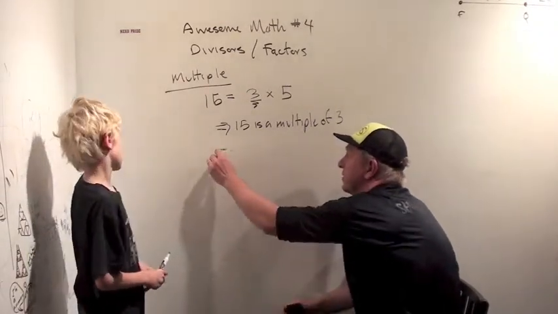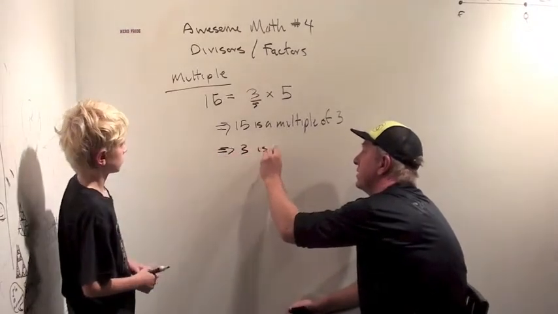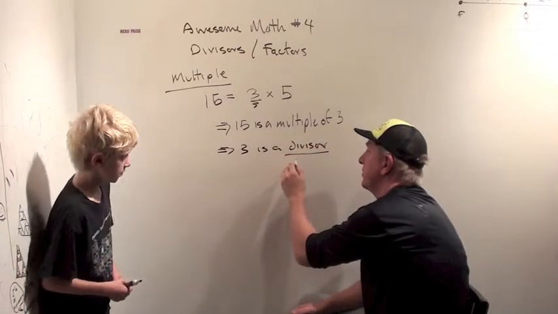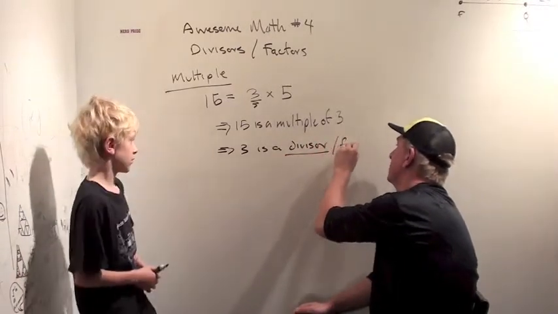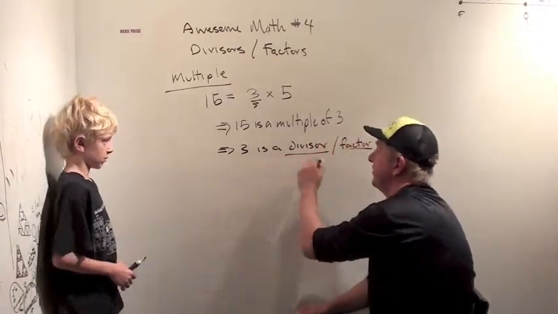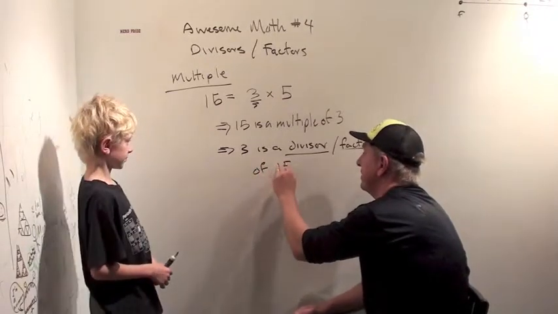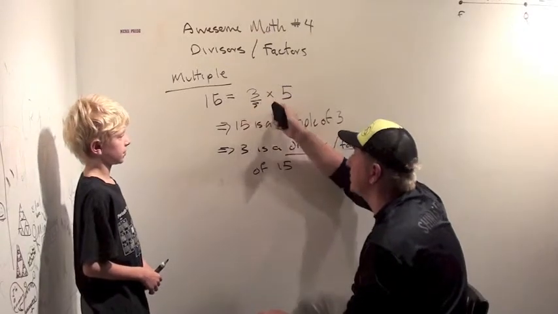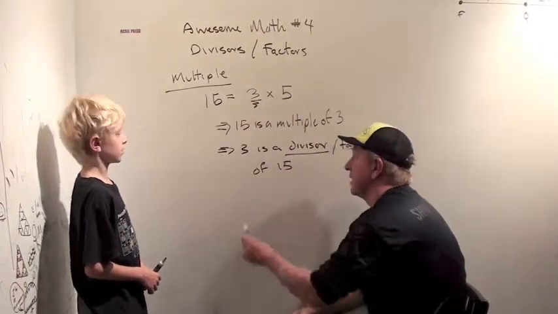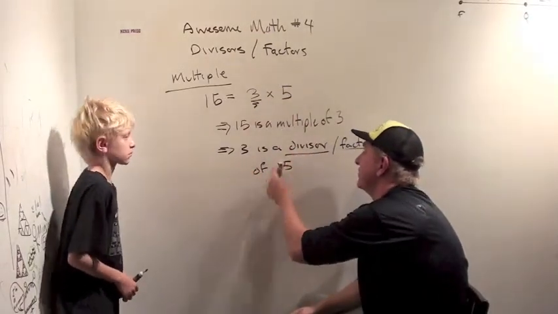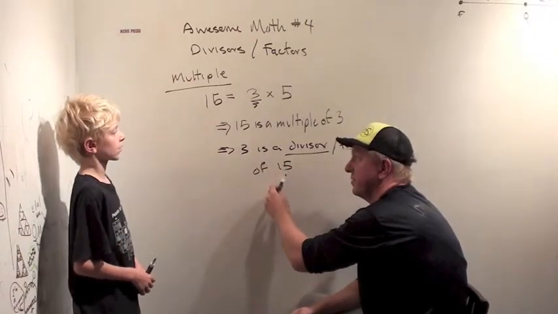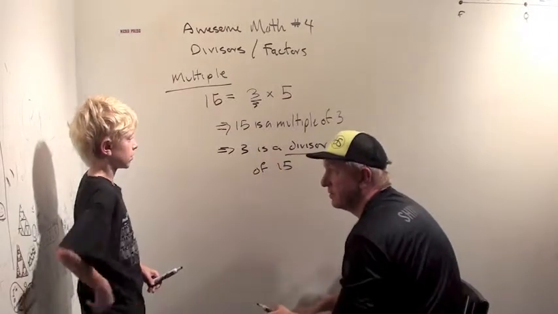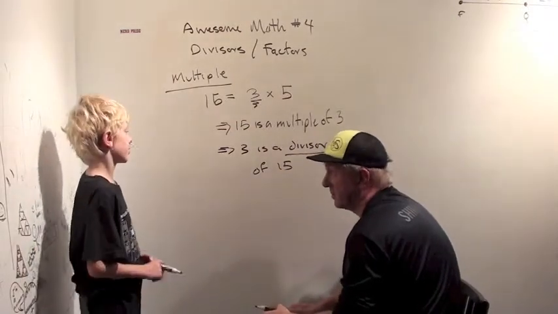We would say this also means 3 is a divisor, or sometimes we also use the word factor, a divisor or factor of 15. So 15 is a multiple of 3 because it's 3 times some integer. And 3 is a divisor of 15, or 3 is a factor of 15, because 3 times some integer equals 15. So they're very similar concepts.